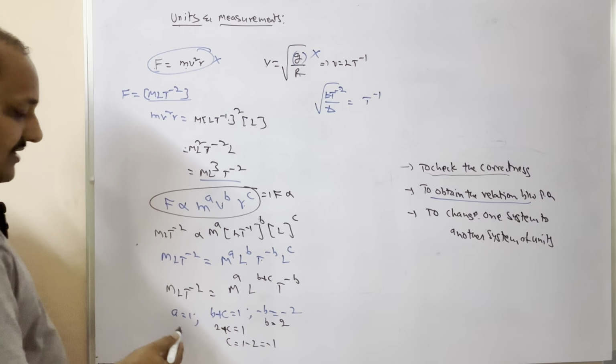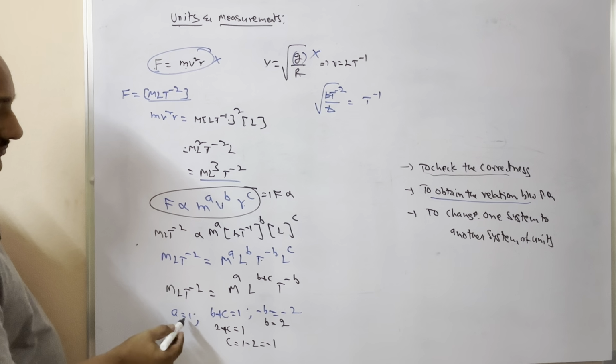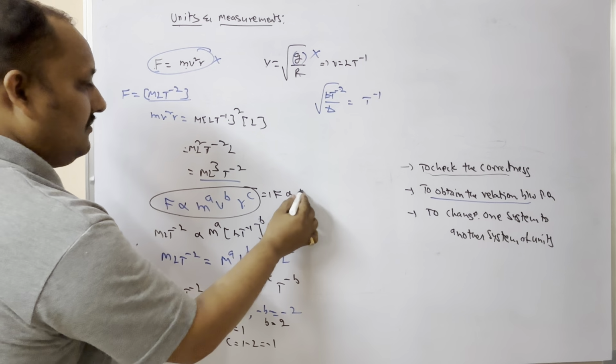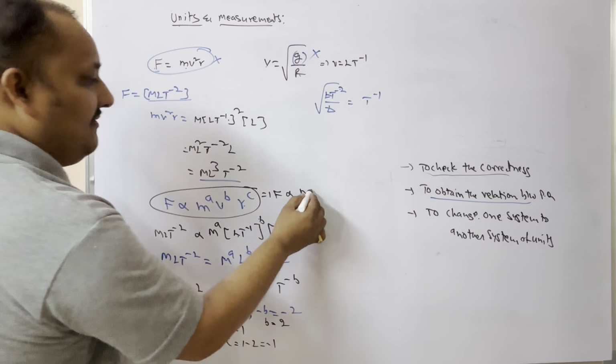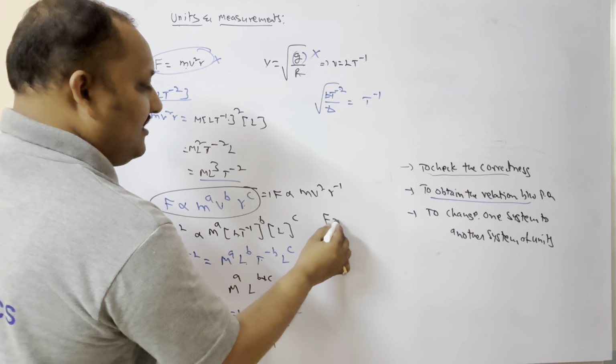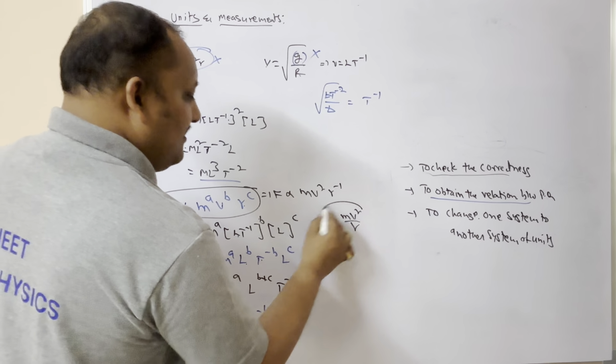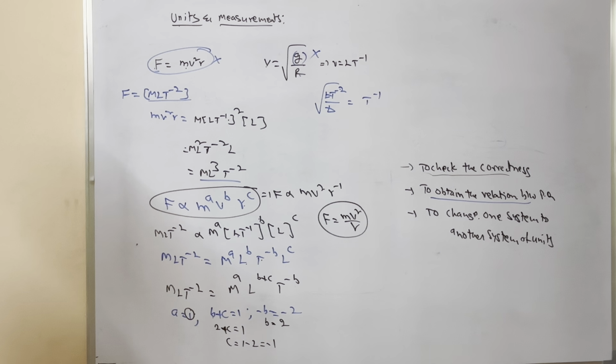F is directly proportional to m power a value 1, v power b, v square, r power minus 1. Therefore, F is equal to mv square by r. This is the correct relation. Like this also, you can check this equation.